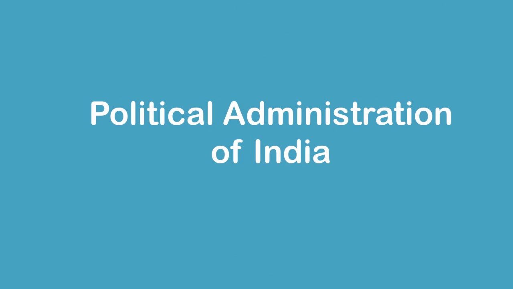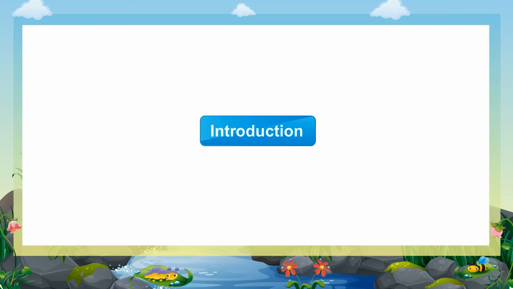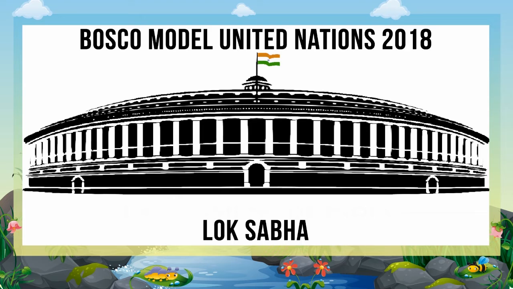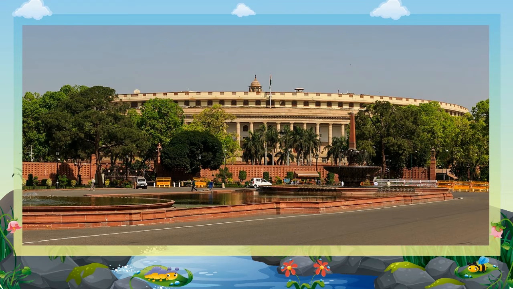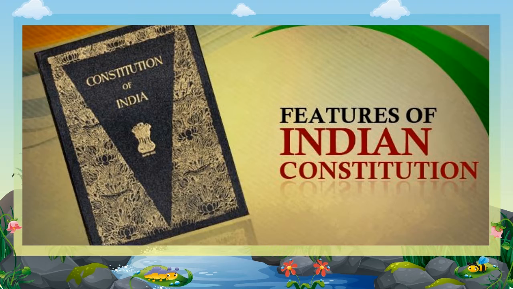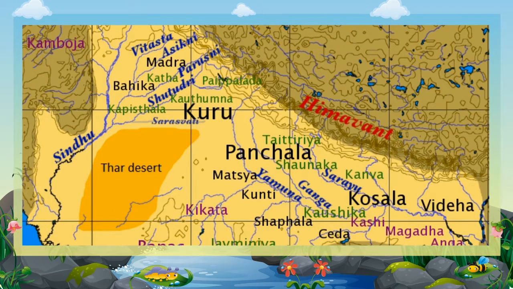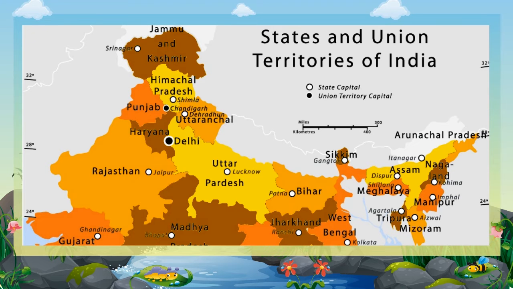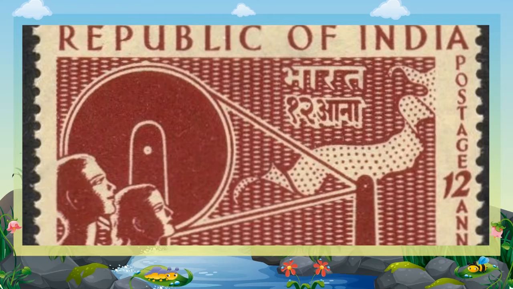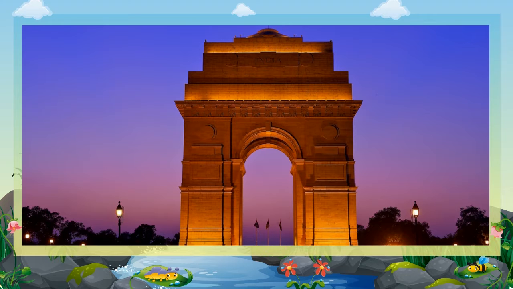Public Administration of India. Introduction. The Government of India, officially known as the Union Government and also known as the Central Government, was established by the Constitution of India and is the governing authority of a union of 29 states and 7 union territories, collectively called the Republic of India. It is seated in New Delhi, the capital of India.